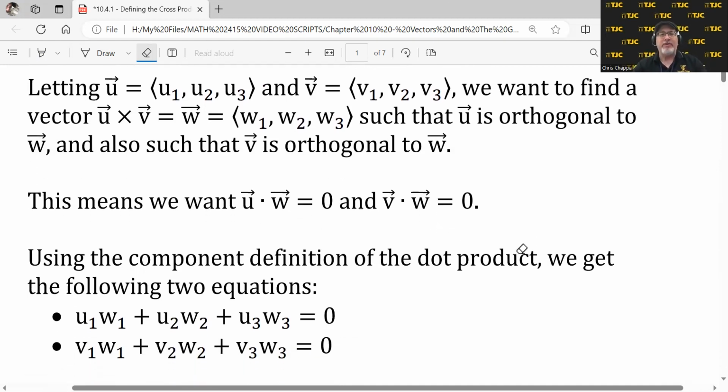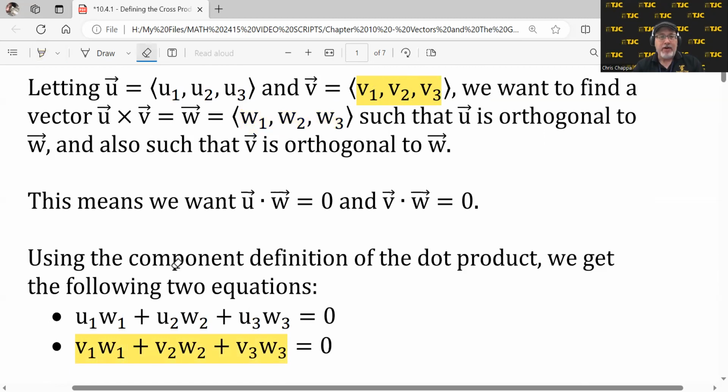And using the component definition of dot product, we get the following equations. Just a reminder, the component definition of dot product meant that we took the component forms of the vectors and we took the sum of the products of the corresponding coordinates. So U1 times W1 plus U2 times W2 plus U3 times W3 is equal to 0, which is what we see right here. And if we did the same thing for V and W, then it would be V1 W1 plus V2 W2 plus V3 W3 is equal to 0.